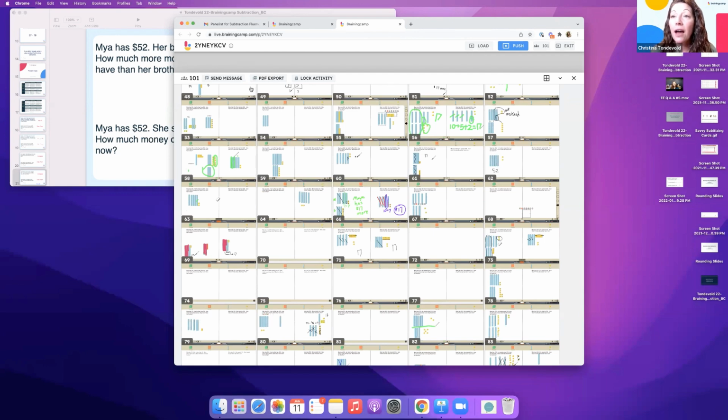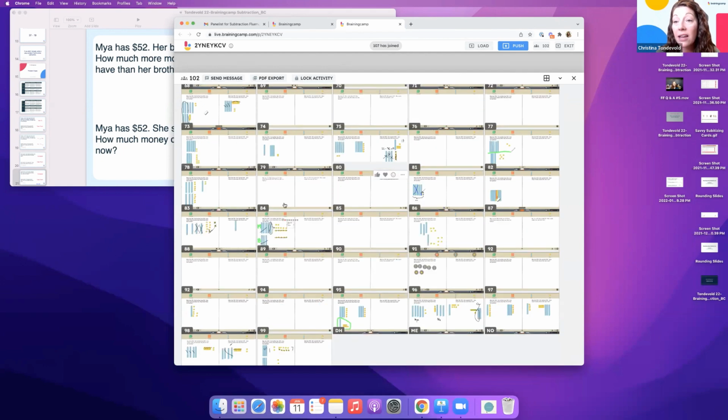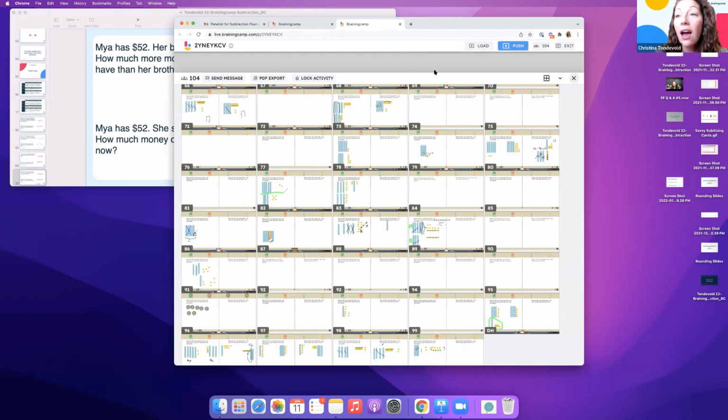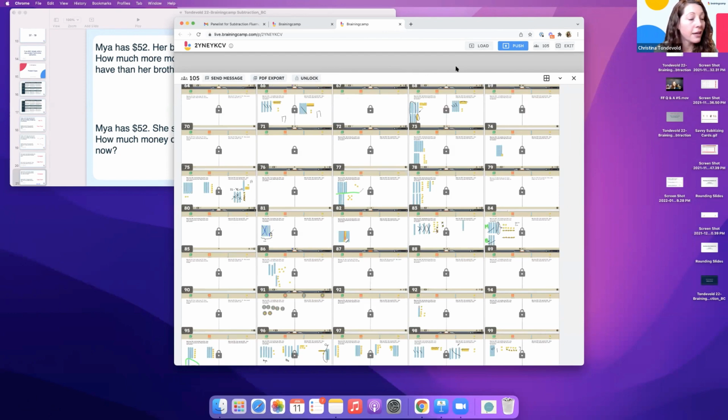Okay. One of the cool parts about this, as you saw, is I was able to load someone's work so we can talk about it. I could even write things on there and push it back out to them. All of that kind of stuff. So there's a very cool function that allows us to share and work together. All right, I'm going to lock down our activity because we're going to come back and look at another couple things here.